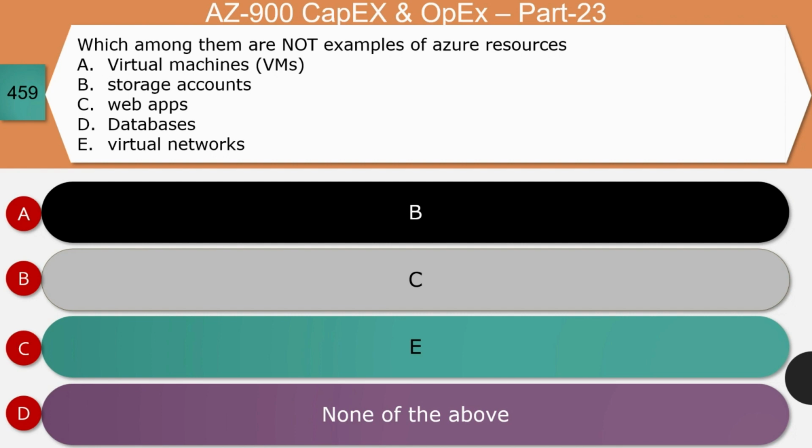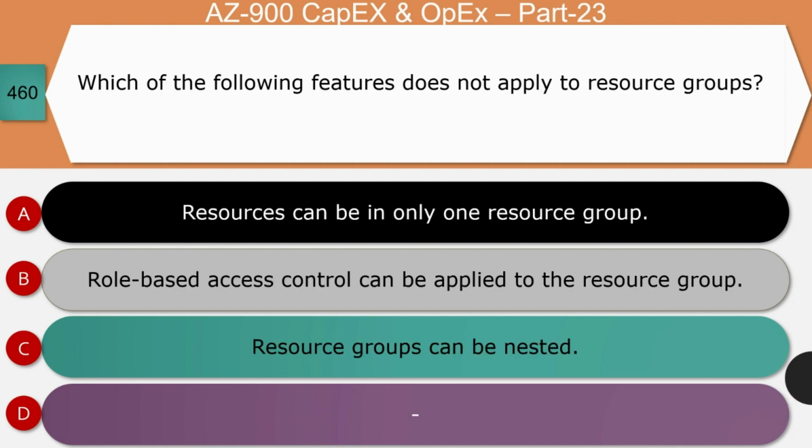Next question, which among them are not examples of Azure resources? Virtual machine, storage account, web app, databases, virtual network. The options are B, C, E, or none of the above. The right answer for this question is option D. That is, all the items, virtual machine, storage account, web apps, databases, and virtual networks are examples of Azure resources.